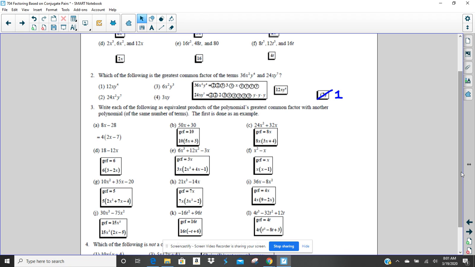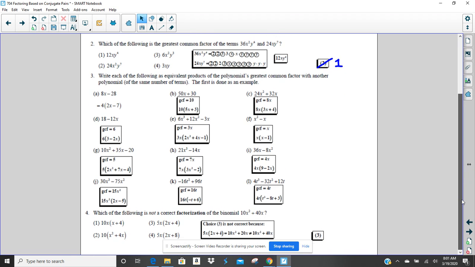The first one is, let's talk about J. So J, if you notice, it's x to the third and x to the second. We definitely want to make sure that we're getting this x to the second out. So the greatest common factor is 15x to the second.